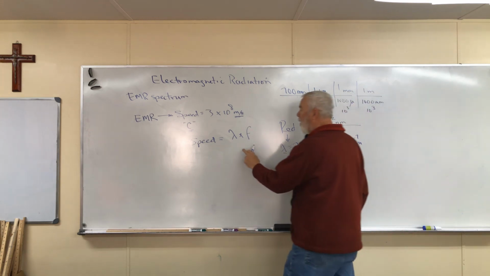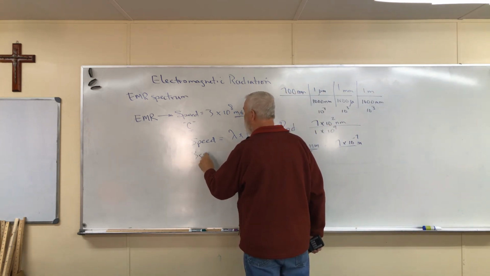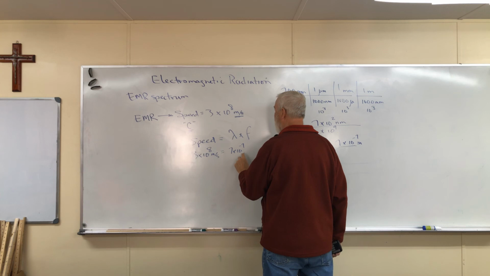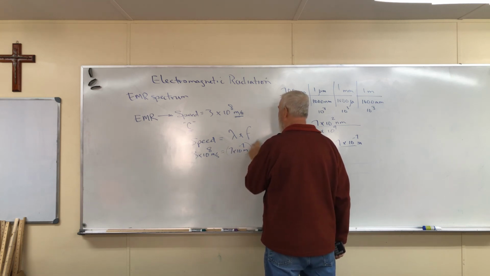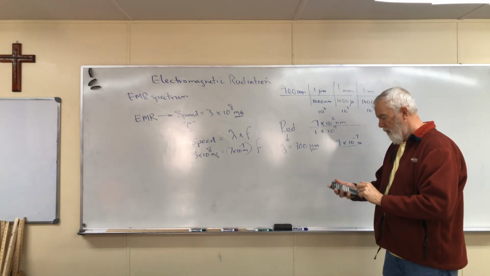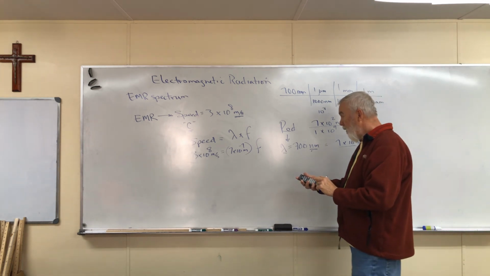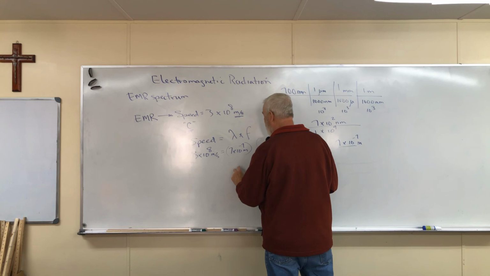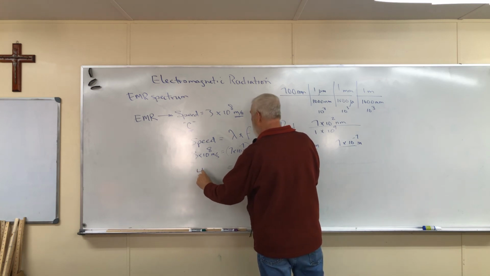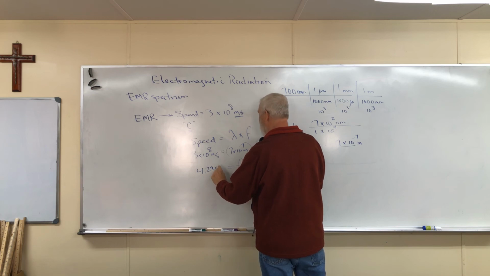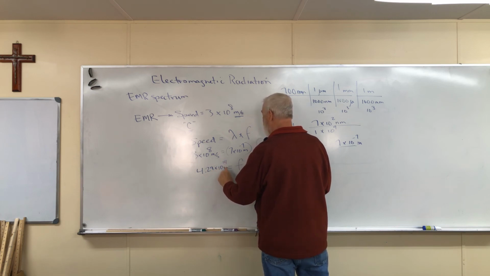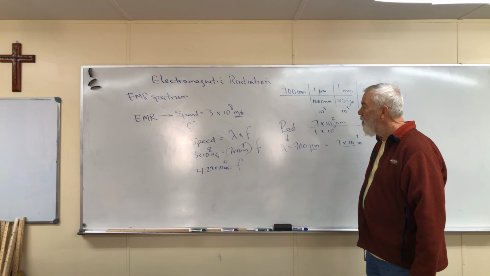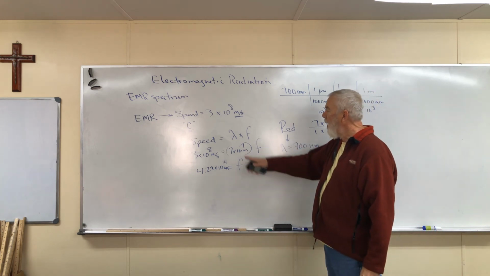Now, if we go back over here, we have 3 times 10 to the 8th meters per second, and we have 7 times 10 to the minus 7 meters for the wavelength, and we're solving for the frequency this time. You've got 3 times 10 to the 8th divided by 7 times 10 to the minus 7 equals, and the frequency comes out to be 4.29 times 10 to the 14th hertz. Run that on your calculator, make sure you get the same answer that I do, and that the exponent here is negative.